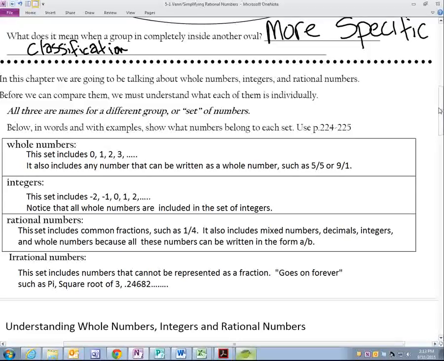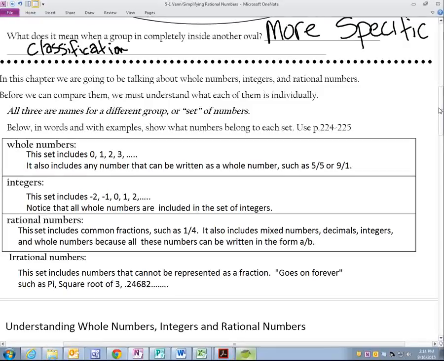So we have whole numbers. In this set, so don't copy them down yet. Listen, then write. This set includes 0, 1, 2, 3, etc. It also includes any number that can be written as a whole number, such as 5 over 5, which is just 1, and also 9 over 1, which is, everyone? 9. Beautiful. Integers. This is what fun we had in the first chapter, or the first test we had. This set includes negative 2, negative 1, 0, 1, 2, up to infinity, and then in the other direction, negative infinity.